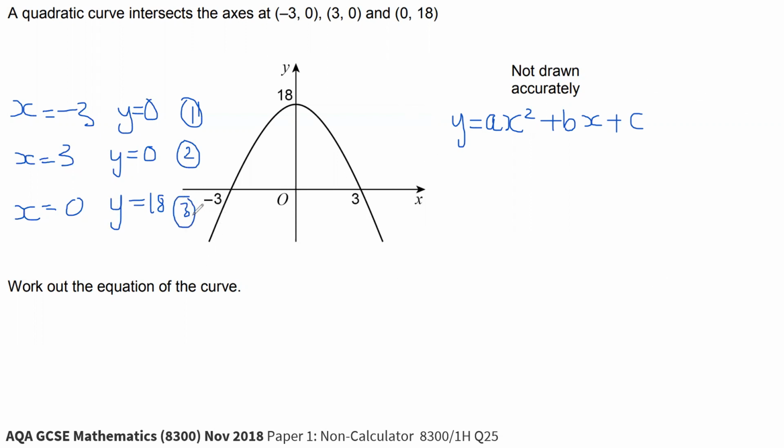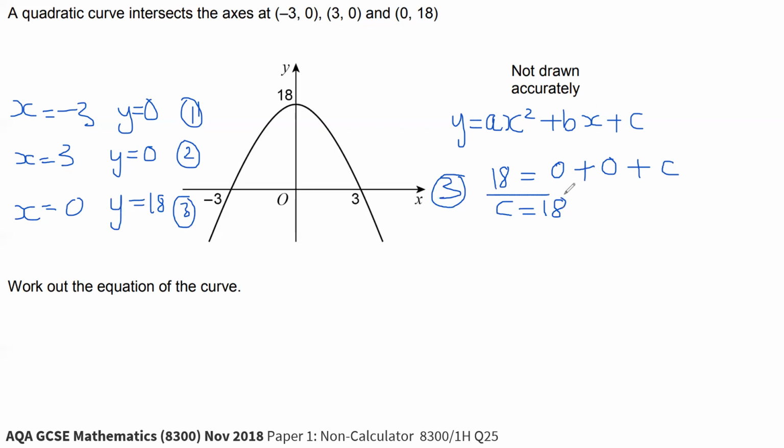So if we substitute, we'll start with number 3. Actually, I probably should have done this the other way around, because then it would have made a little more sense, but it's a bit late now. So if we start with number 3 and put these values into this equation, we substitute in y equals 18, and then x equals 0. So 0 squared is 0, times a just gives you 0. And the same for b, because x equals 0, this whole term is going to equal 0. And then we're going to have plus c. So as you can hopefully tell from this equation, we're going to end up with c equals 18.